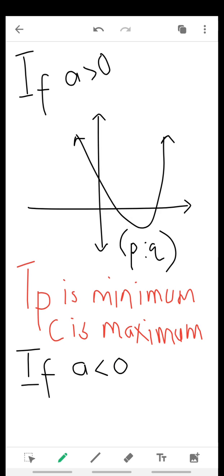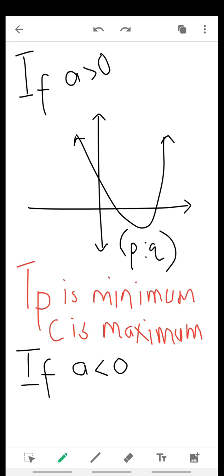Now, having said that, let us look at a. Take note, I've already spoken about a, where I said if a is positive, then it will be a smiling parabola. But what I'm interested in is what happens when a is positive. The turning point is your minimum, whereas the y cut will be above the turning point, and therefore your y cut will be the maximum, where the turning point is the minimum.